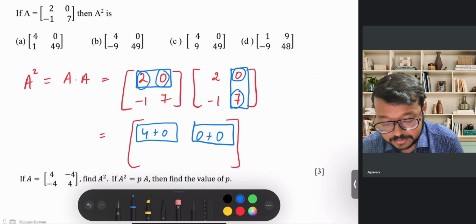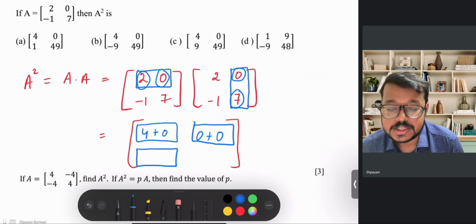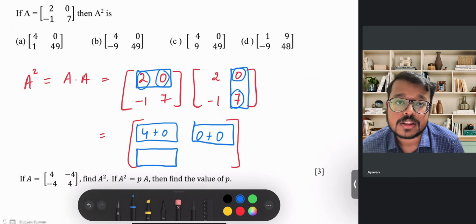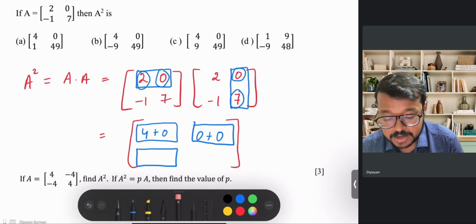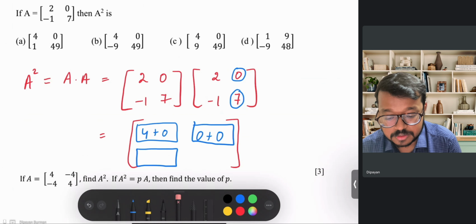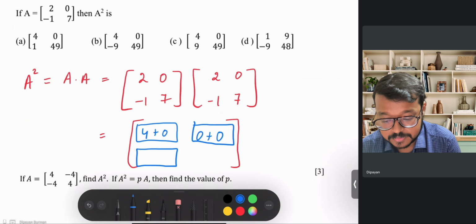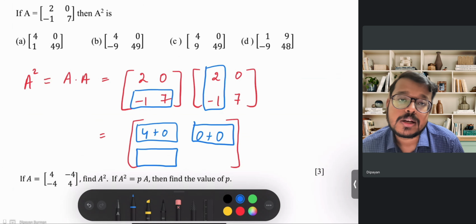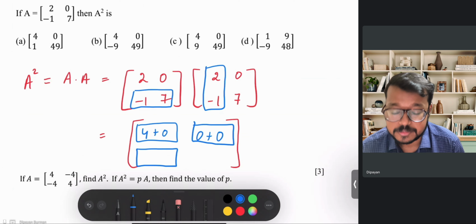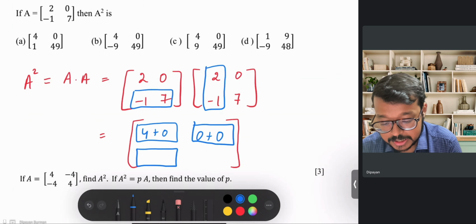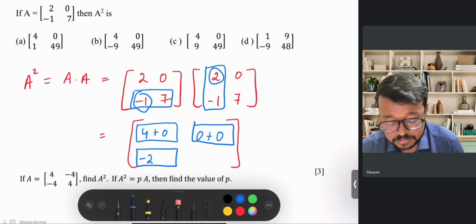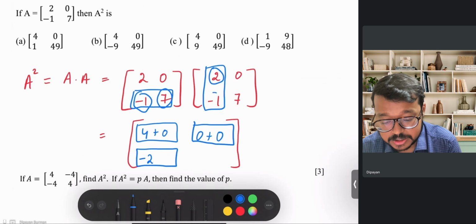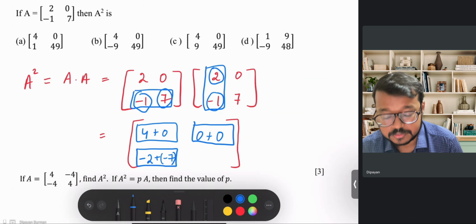Alright, then if I want to find this element, which is the second row and the first column, I will have to take the second row of the first matrix and the first column of the second matrix and multiply corresponding elements and add them. So I will be multiplying minus 1 into 2, which is minus 2, and 7 into minus 1, which is minus 7. So plus of minus 7.